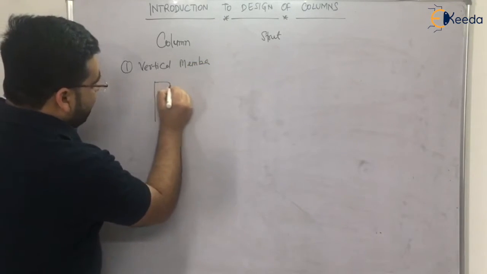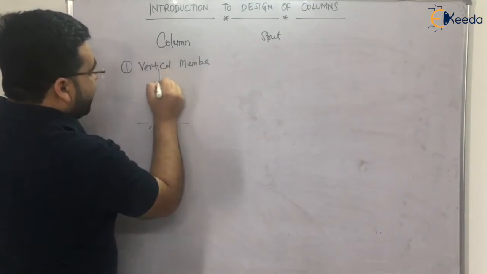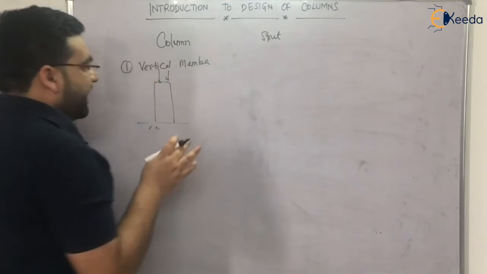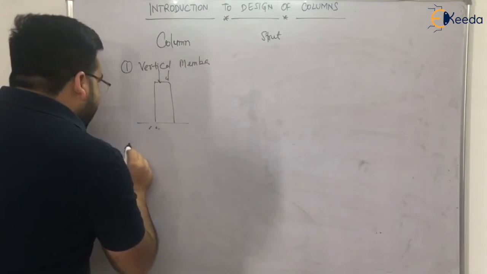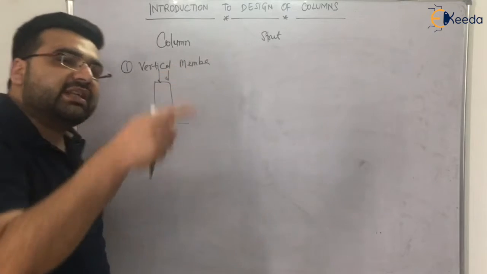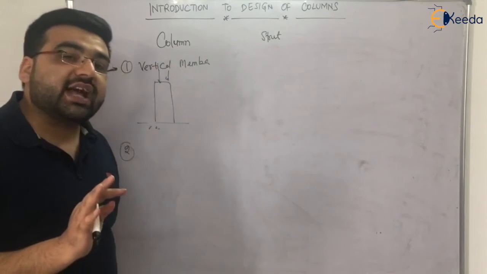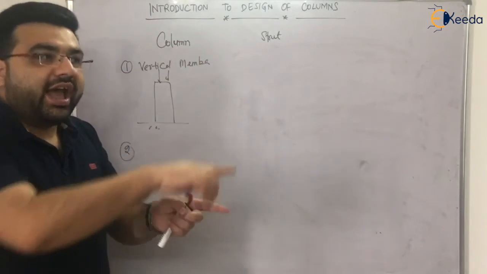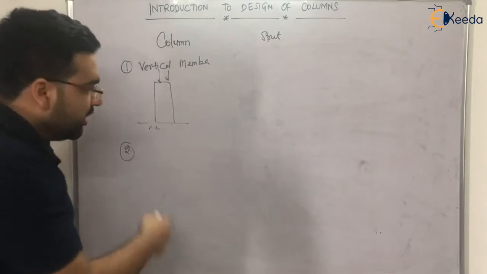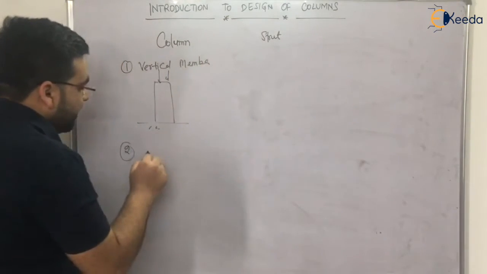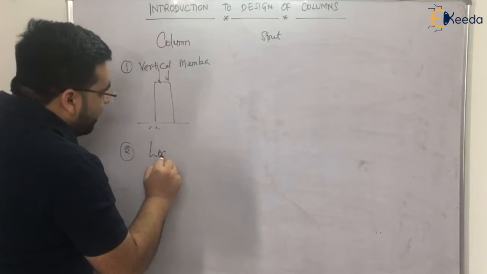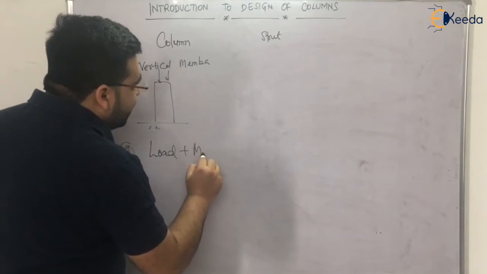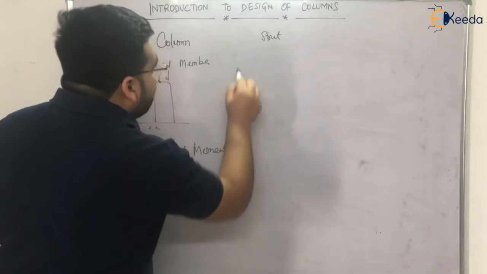So this is a member in which the force will be acting. It can be here, or it can be here at an eccentricity, right? The second thing is that if there is an eccentricity, there will be some moment also. So we have to design the column for the actual loading as well as for the additional moments. So you can say that columns are designed for load as well as moment, both. These are the main differences.